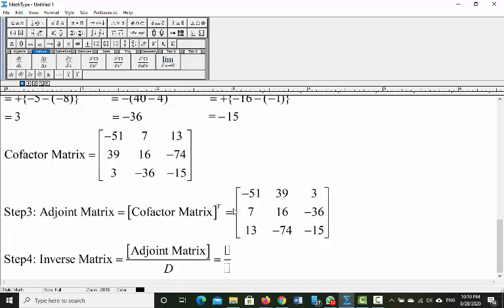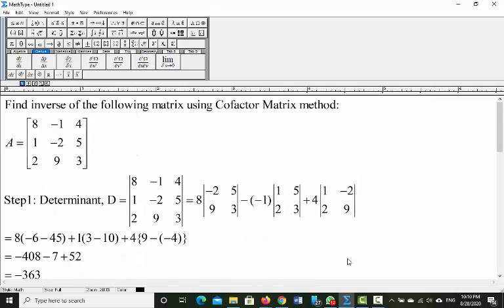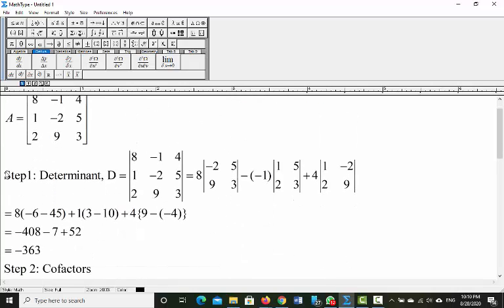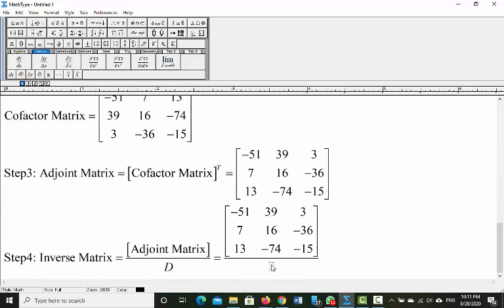So this is the adjoint matrix, divided by D. D is the determinant. You can see the determinant, we have calculated it before. Determinant is minus 363. Right. So now what we will do?